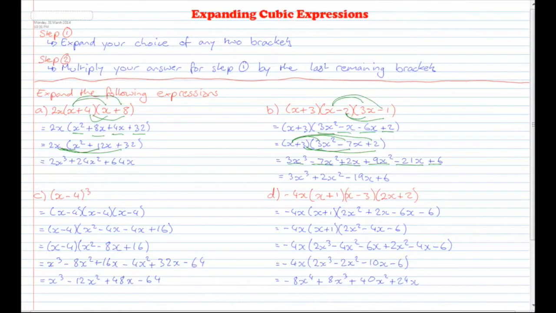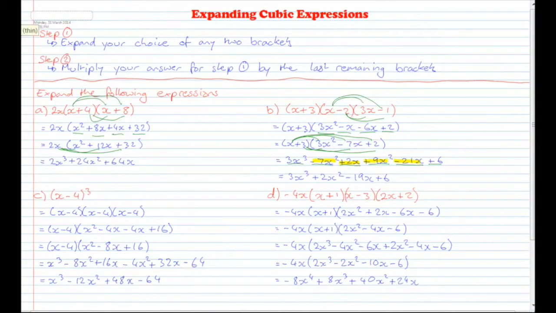Alright, going through now and collecting like terms once again, so we look for our x squared first of all. We've got negative 7x squared and positive 9x squared will get us positive 2x squared, and we've got positive 2x and negative 21x will get us negative 19x. So therefore we get 3x cubed plus 2x squared minus 19x plus 6.